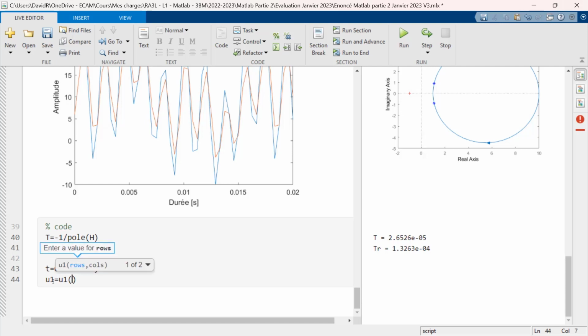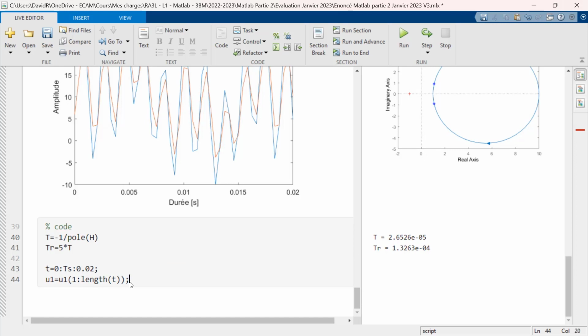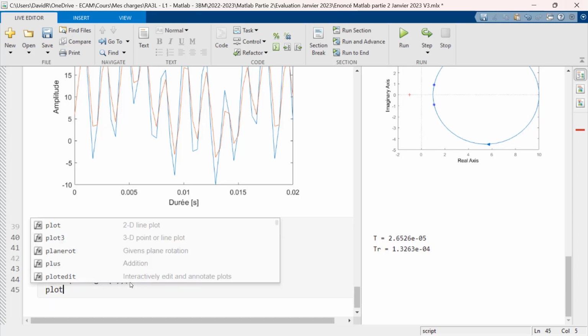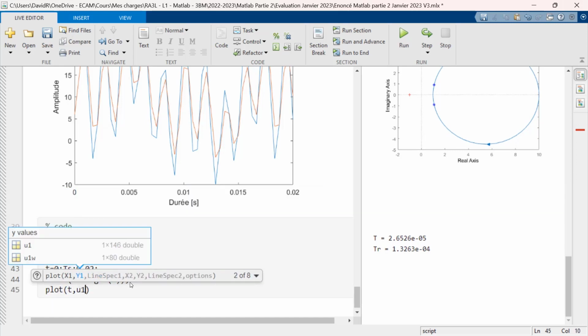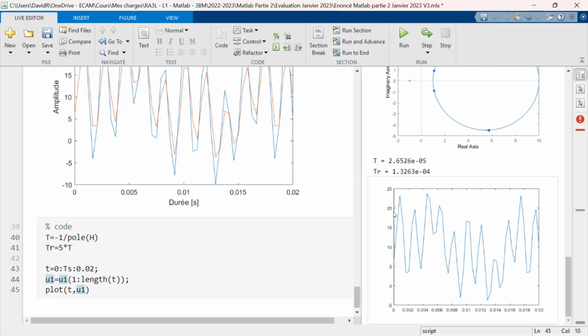Et donc je vais ici pouvoir dire que je ne vais garder les éléments que de 1 jusqu'à la longueur de mon vecteur t pour obtenir mon vecteur U1, et je peux venir afficher les informations en question pour m'assurer que je n'ai pas fait de bêtises. Un contrôle intermédiaire, c'est toujours intéressant à faire. Voilà les données en question.